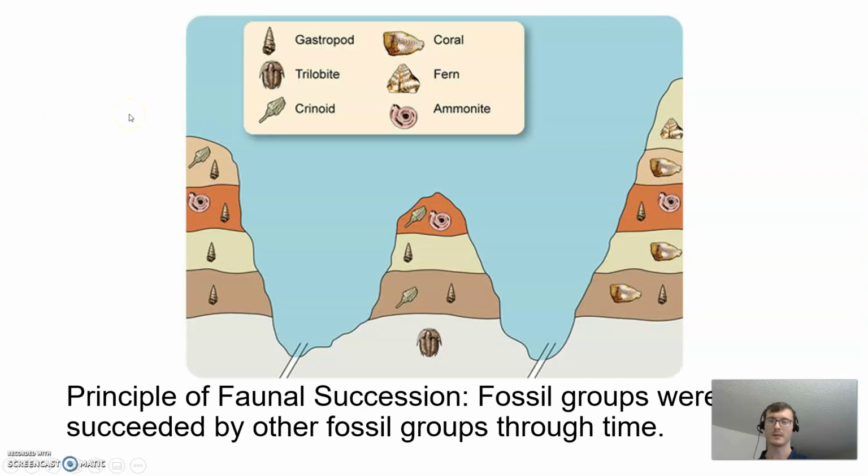We also talk about the principle of faunal succession. Animals evolve over time. We look at our fossils here. What we know is that there is a sequence to the fossil groups over time. There's an order to these. So first this, and then these, and then these, moving upward in a sequence of fossils.